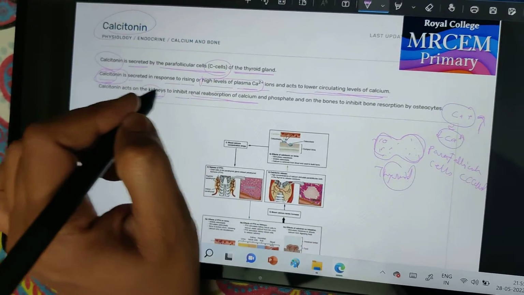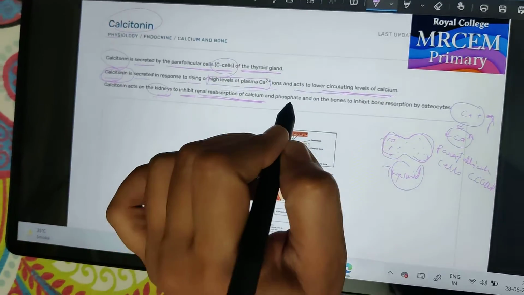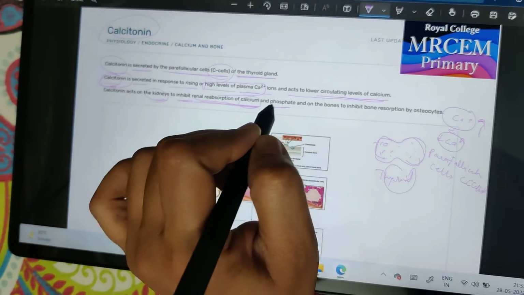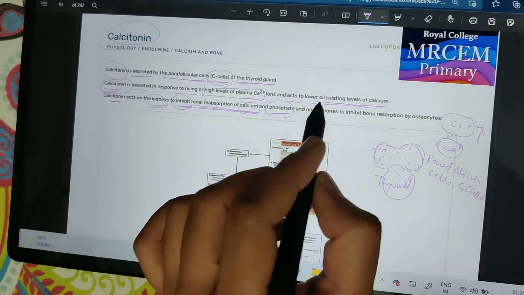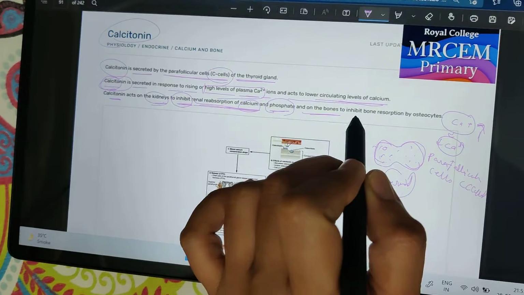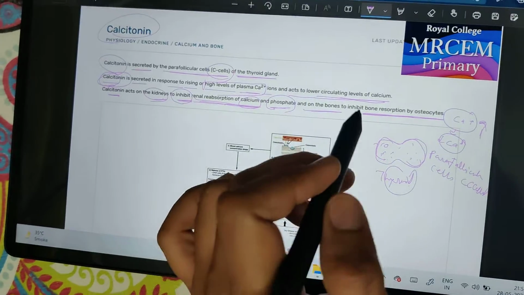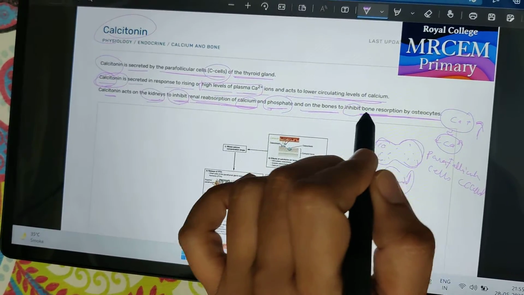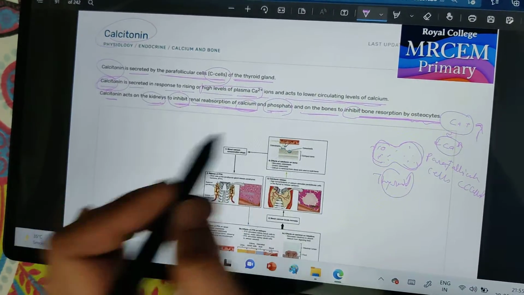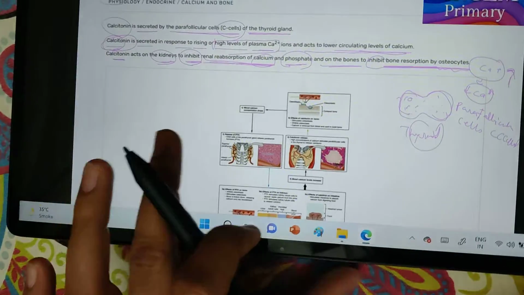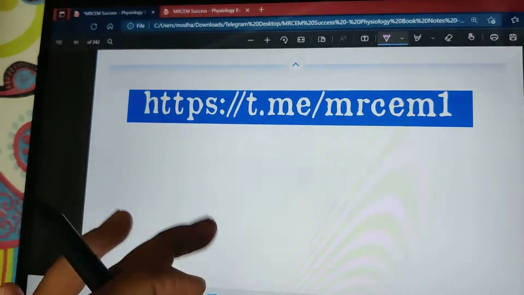So on the kidney, what will it do? It inhibits the reabsorption of calcium and phosphate. Not only the calcium, also the phosphate reabsorption will be inhibited by the calcitonin in the kidney, and on the bones to inhibit bone resorption by osteoclasts. It also inhibits the bone resorption, because due to it the calcium will increase in the blood circulation, so bone resorption will also be inhibited.